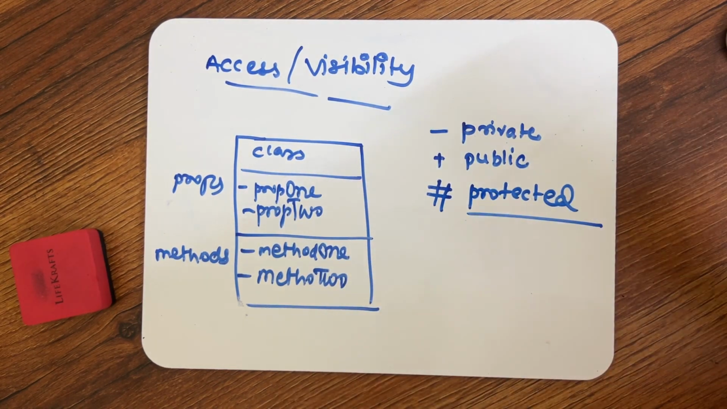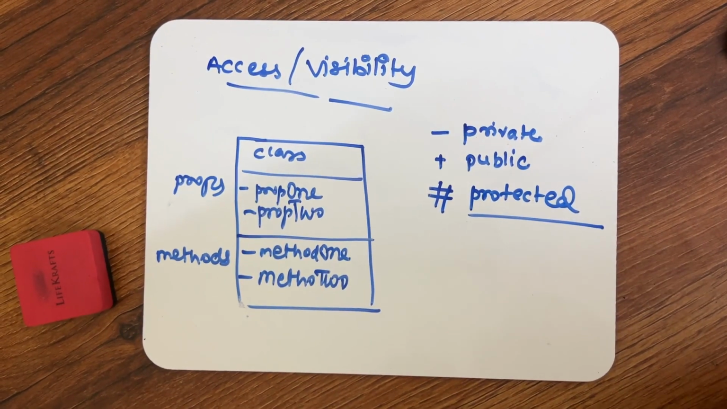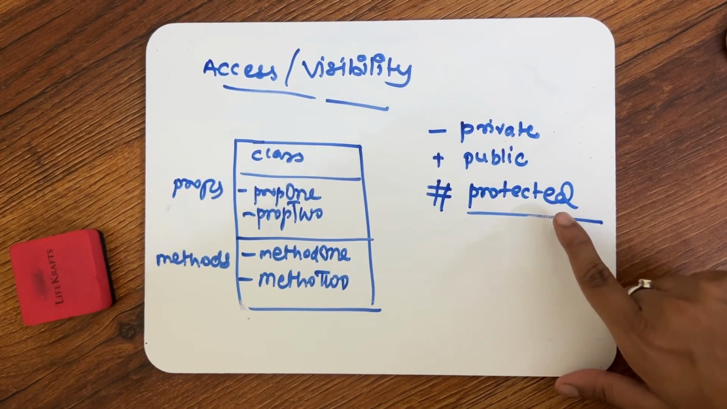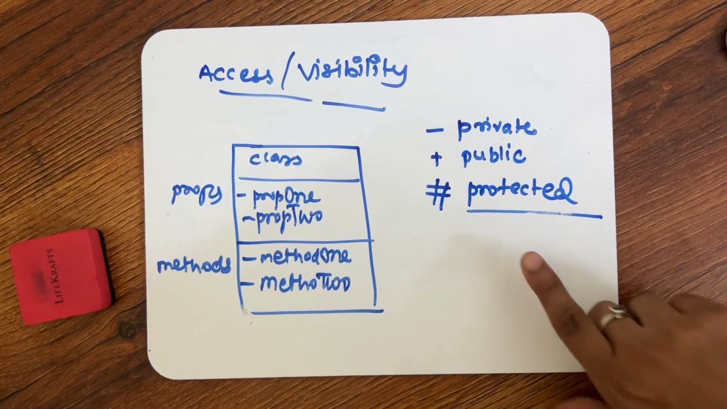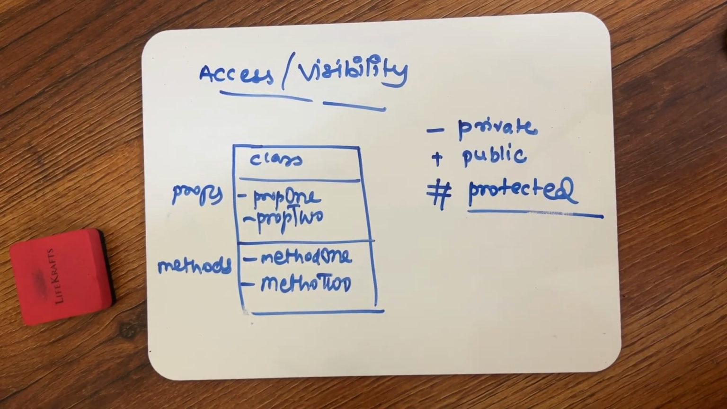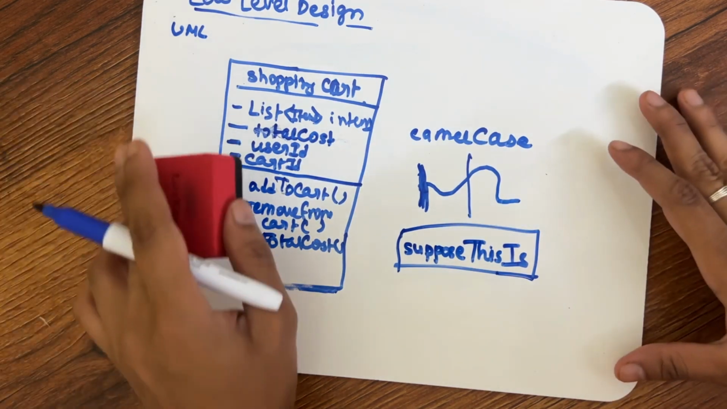So the properties and the methods that you want to define within a particular package, and you want that those properties and methods should not be accessed outside the package, can be denoted with this symbol. And yeah, we can use that in our UML diagram. Now let's talk about the UML relations.